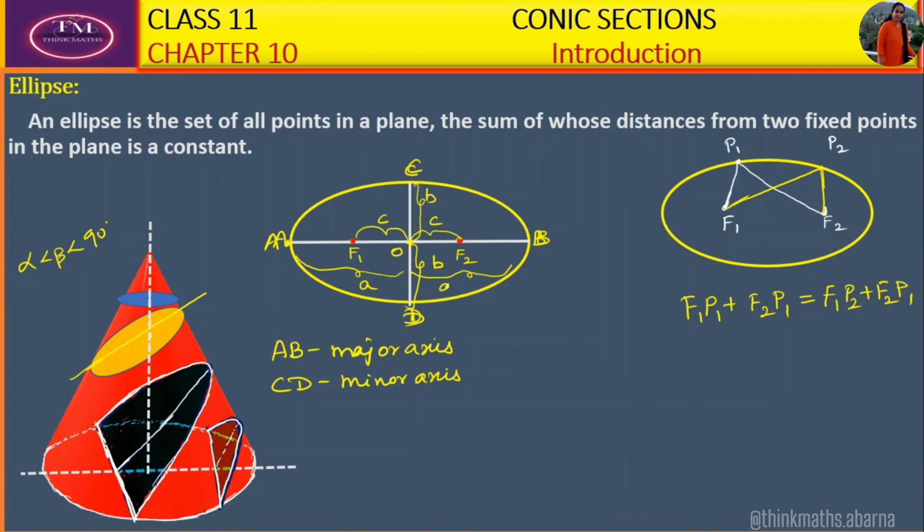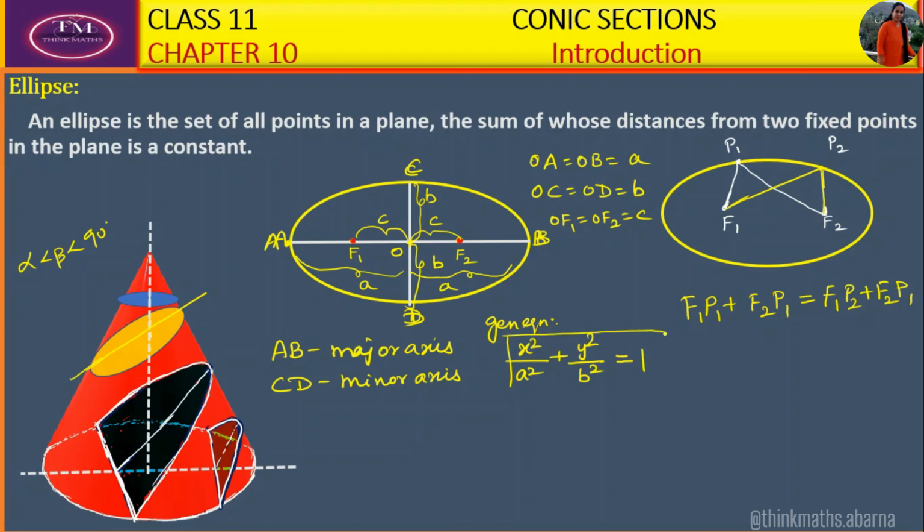Let us name this as A. So we got OA equal to OB equal to A. Then OC equal to OD is equal to B. Then the focus OF1 equal to OF2 is equal to C. Then, if it is so, the general equation of the ellipse is x square by a square plus y square by b square equal to 1. So this is the general equation of the ellipse.